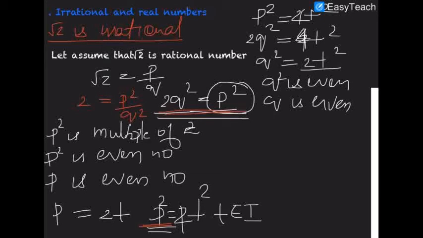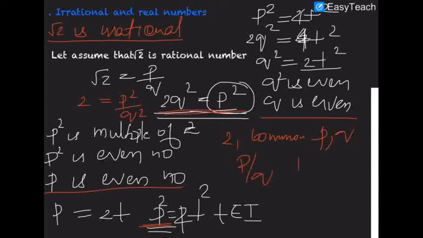So here now we have two statements. We got q is even and p is even. So q and p being even means they have a common factor. 2 is a common factor of p and q. So this is a contradiction to our statement that p by q is a rational number. If p by q is a rational number, p by q shouldn't have any common factor other than 1. But here we got 2 as a common factor of p and q.